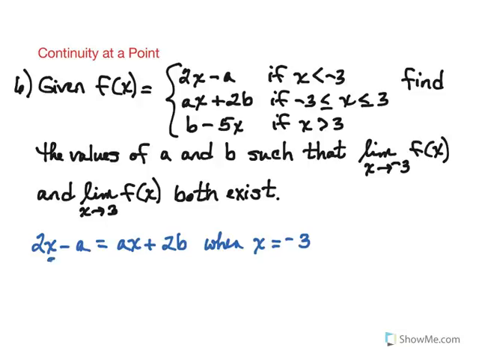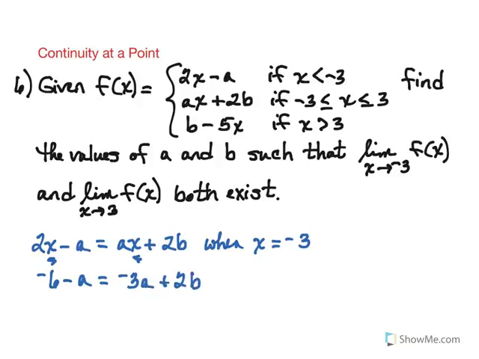So if we were to substitute -3 in place of our x's here, we have -6 minus a equals -3a plus 2b.